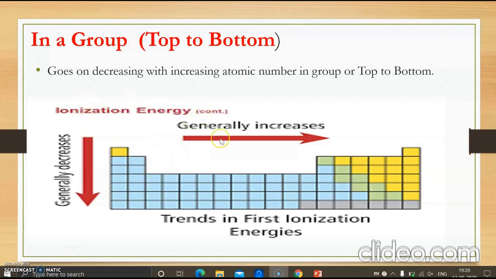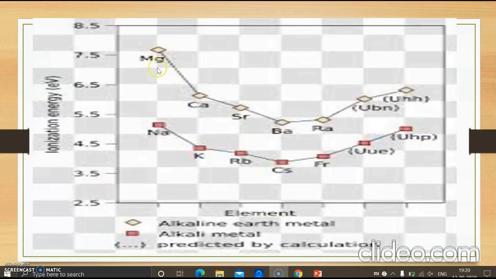Firstly, the ionization energy generally increases from left to right and decreases from top to bottom. As a top to bottom example, take the alkaline earth elements from magnesium to radium. The ionization energy decreases, like the alkali metals, sodium to francium. This is the general trend: from top to bottom, ionization energy decreases with increase in atomic number.